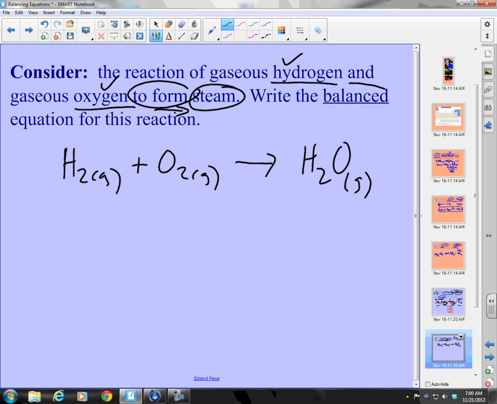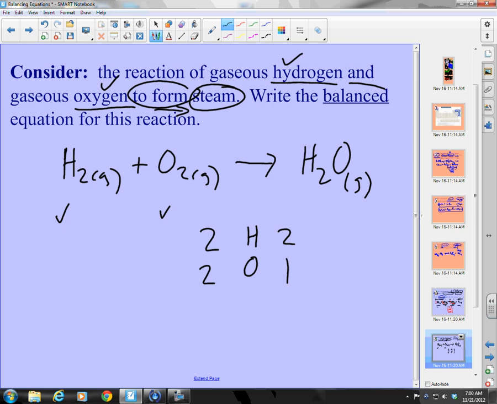Now, remember, I don't want to change these once they are written. I can only change my coefficients. Well, let's start. I like to make my little table, H and O's. How many H's do I have on the left? I have 2. How many do I have on the right? I have 2. How many oxygens do I have on the left? I have 2. How many oxygens do I have on the right? I have 1. Okay, here's my problem. Don't have enough oxygens on the right.